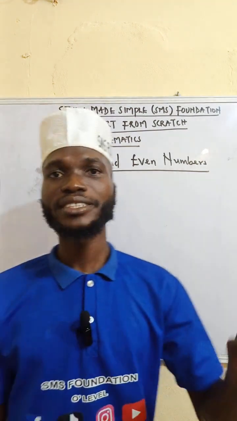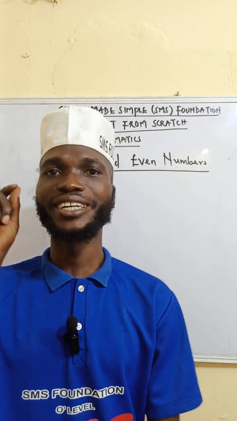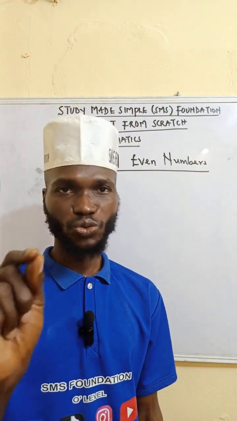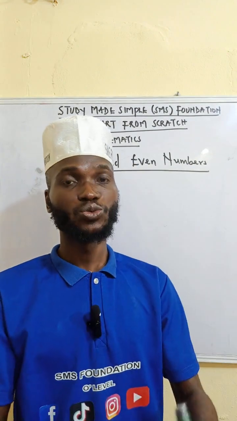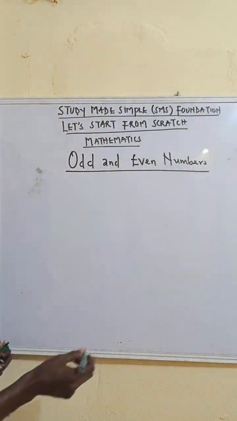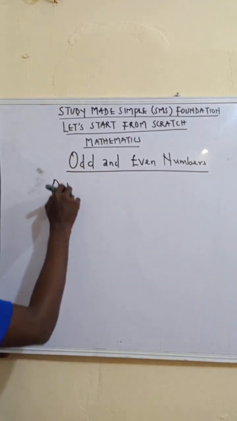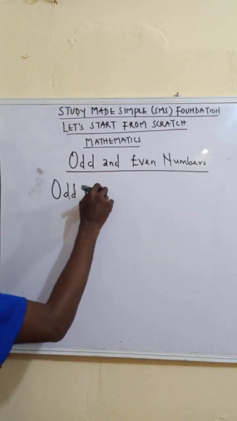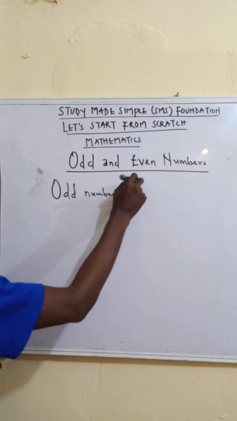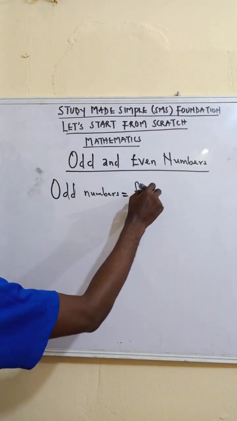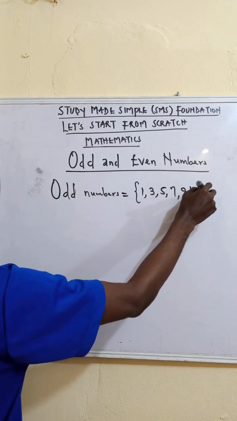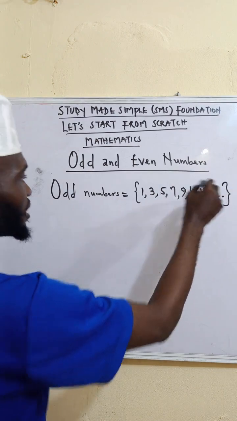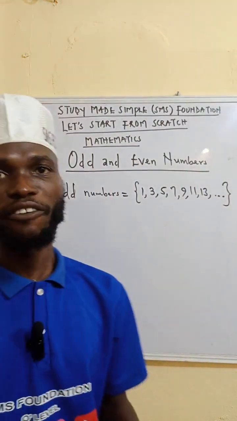Odd numbers are numbers that cannot be exactly divided by 2 without a remainder. For example, numbers like 1, 3, 5, 7, 9, 11, 13, and so on. We can't get to the end because it's an infinite set.